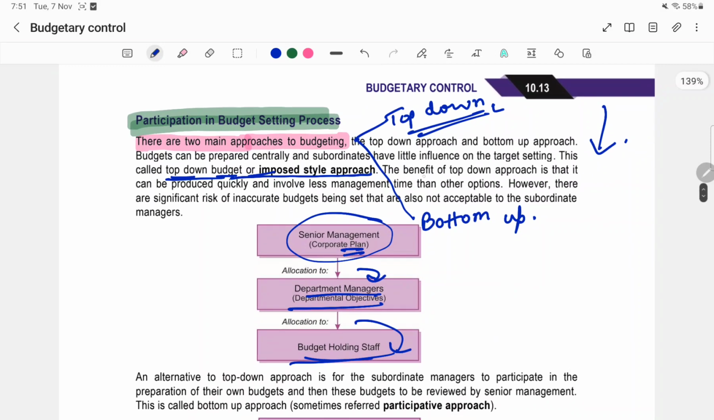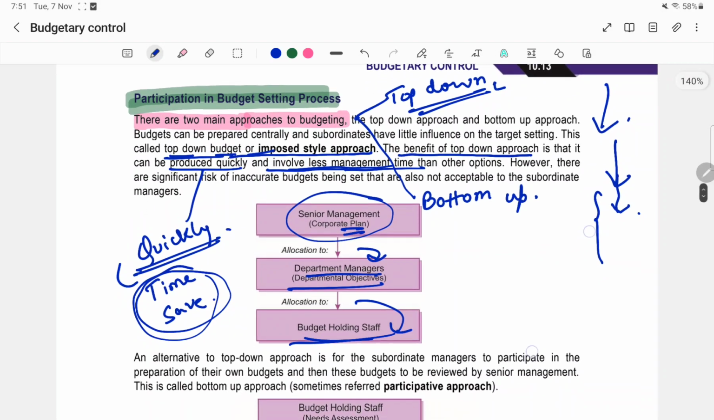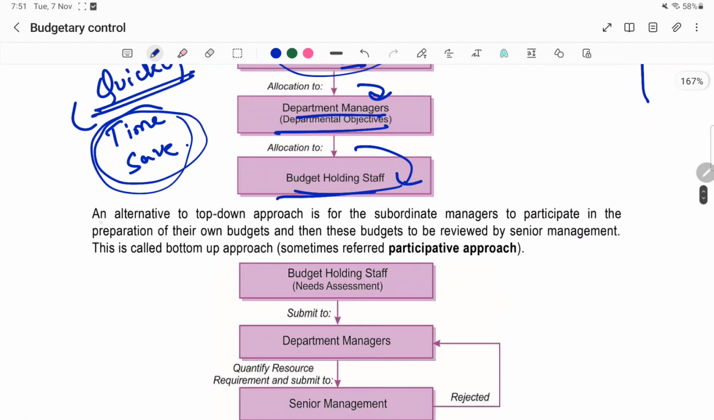Now what are the benefits of the top down approach? Obviously if something is to be communicated directly, without discussions, they just communicate something from top level to lower level, then it will not take time, so it will be produced quickly. So this is the only benefit, that is it will be produced quickly and time saving will be there. Right now also I told time saving, so it involves less management time.